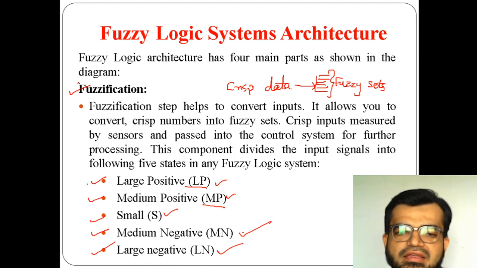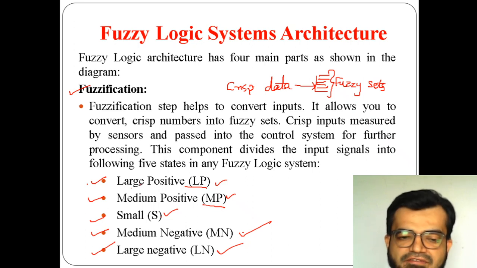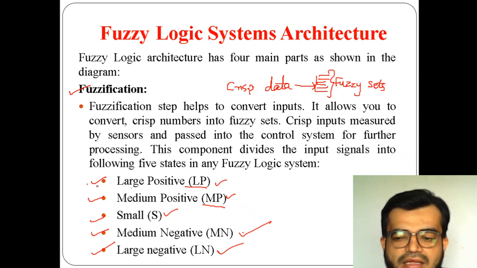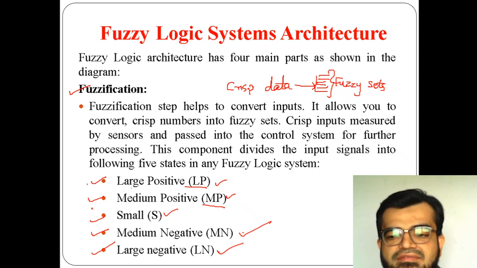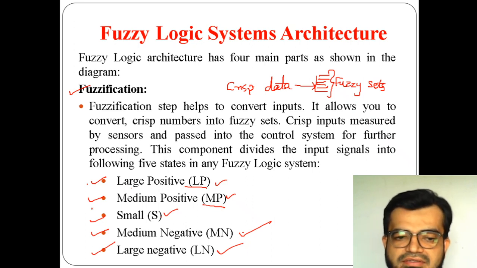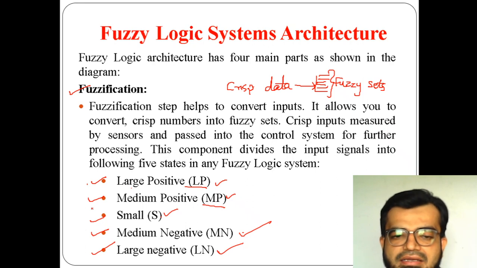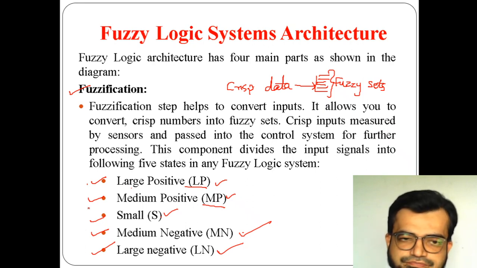Now, I just gave you one example in fuzzification: if a crisp value is there, the fuzzifier converts it into fuzzy sets. Here we converted it into categories like large positive, medium positive, small, medium negative. Large positive by itself doesn't have a value, but we have still divided the numbers into particular categories, and you can take any of the categories.